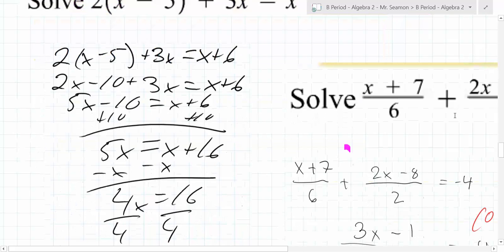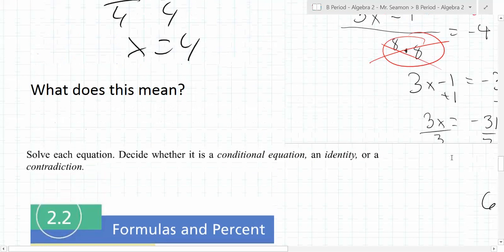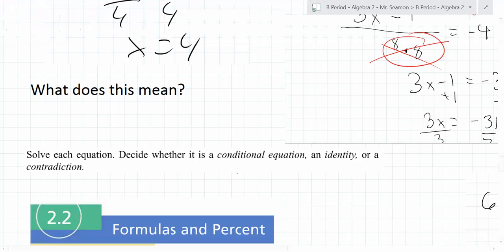Okay, so those are most of the ones we're going to see. But what about the other ones? So this is conditional, true under some circumstances.